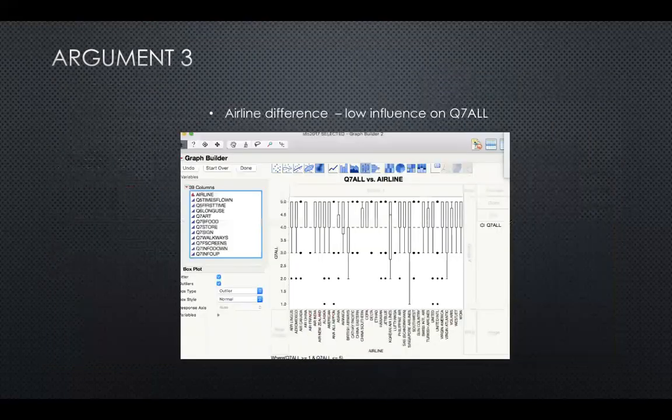In argument 3, we are trying to figure out if there are some other factors that impact San Francisco's ranking. So we checked the airline and destination difference. In the first chart, we compared the difference of airlines by using a box plot and found that airline has low influence on Q7 OR, even though some airlines have a relatively low value in the chart. Their sample size is very small, so it's not valuable to use their data.